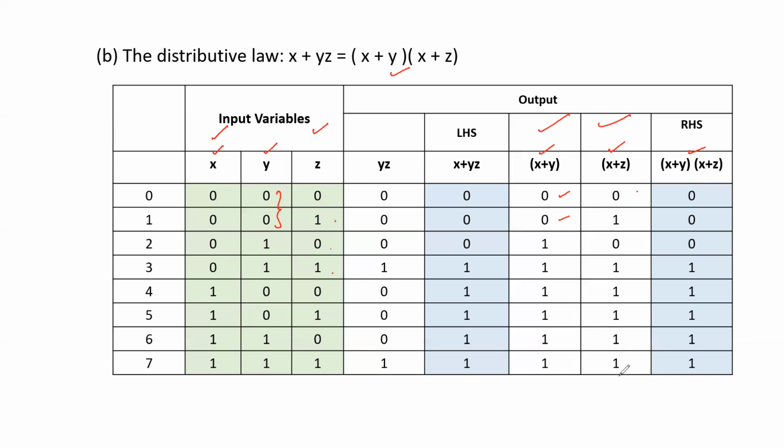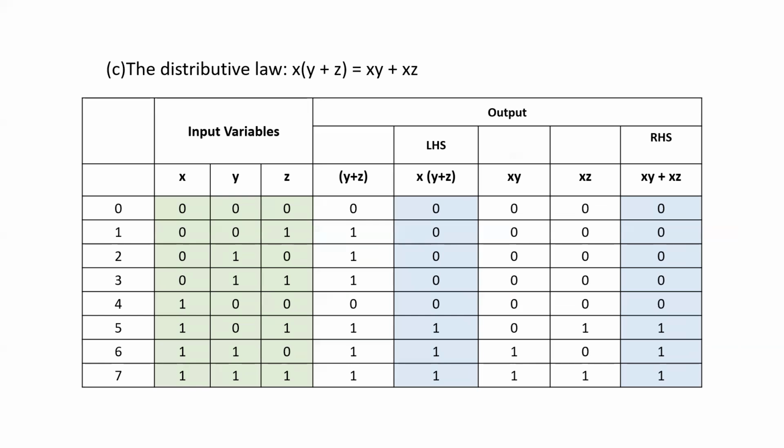Next, adding of these two. So when both inputs are 1, then only the output is 1. So in all these combinations, both are 1s. Therefore, the output should be 1. In the remaining cases, the output is 0. Okay. Now we should check LHS and RHS part. So both are the same. So that the distributive law also verified with the help of the truth table.